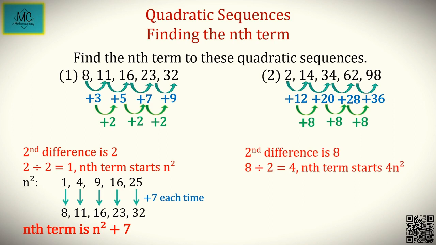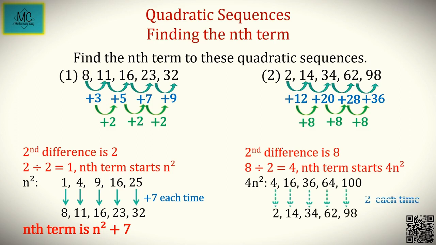And the fourth is my nth term. So it means n, 4n squared. It means 4n squared is equal to 4, 16, 36, 64, and 100, which is going to be minus 2 each time. And the nth term is going to be 4n squared minus 2 here. Okay, this is how you need to find the answer for the quadratic sequence.